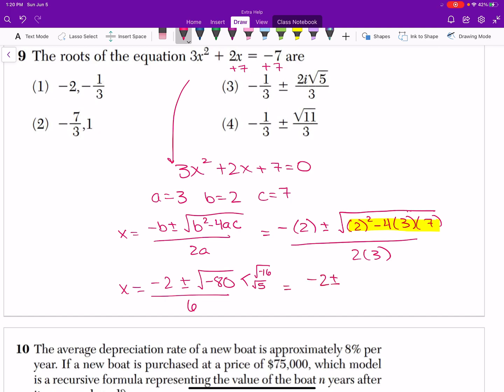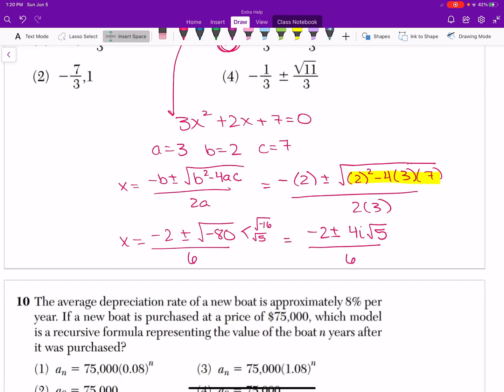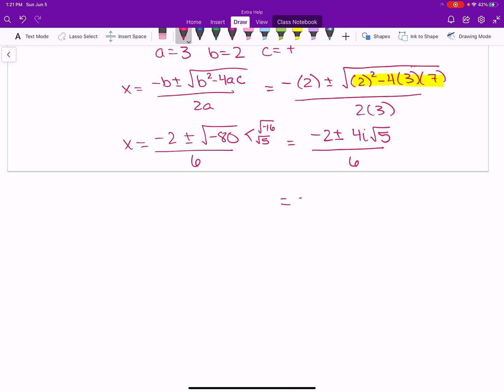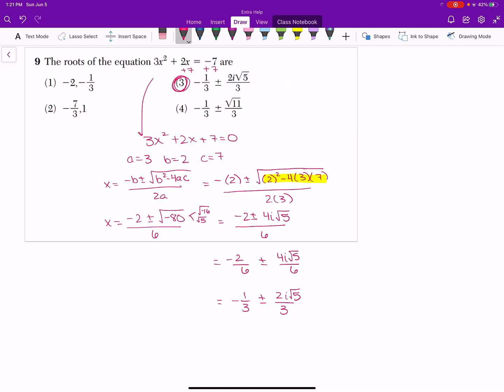So we get negative 2 plus minus 4i radical 5, over 6. Now there's only one answer choice with an i in it, so it's automatically answer choice 3. But the way we would get that would be to split it up. We divide both pieces on top by 6 separately. Negative 2 over 6 simplifies to negative 1/3. 4 over 6 is 2/3. And then the i radical 5 is still there. So that brings us to answer choice 3.